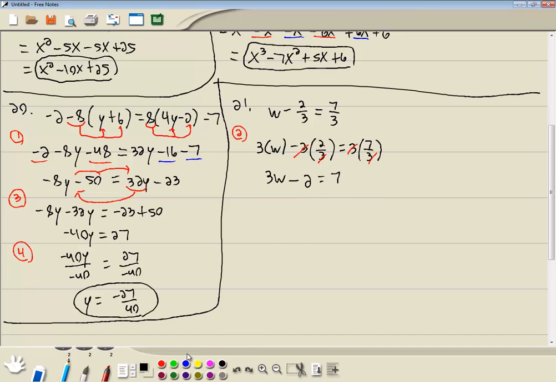Okay, step 3. Get everything with a w on one side, numbers on the other. So I'll take this -2, move it over. Remember, you take anything across equals, your sign changes, so -2 becomes a +2. Combine numbers in a step. 7 plus 2 is 9. And then we're going to do step 4. Divide both sides by the number in front of your w. The number in front of our w is a 3, so we'll divide both sides by 3. And we get w is equal to 3 as our answer.